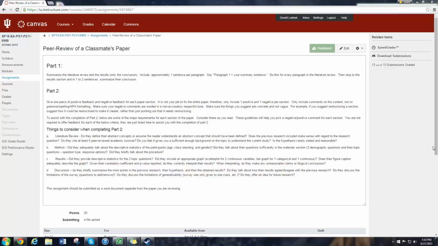And so at the bottom of these instructions, you'll see things to consider when completing part 2. Those things to consider are all things that we as students should be familiar with, since we all wrote these sections of our paper already. So they shouldn't tell you anything that you don't already know about each section, but what they do is they remind you what needed to be included in each section, so that you can check back to that when you are providing feedback or coming up with positive and negative feedback for their paper.